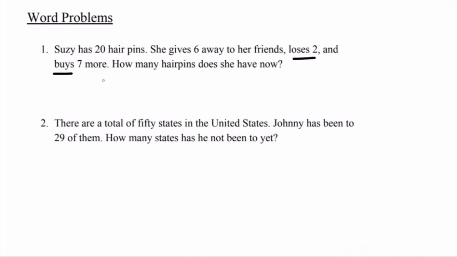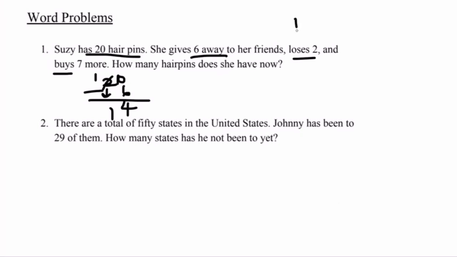Therefore, we have to subtract from the principal amount, which is 20 hairpins. Actually, it's a 3-step problem because she also gives away 6 to her friends. So we take the principal amount, which is 20, minus 6. 0 becomes a 10, 10 minus 6 equals 4, and 2 becomes a 1, so we bring down the 1. Susie has a total of 14 hairpins after giving 6 away to her friends.